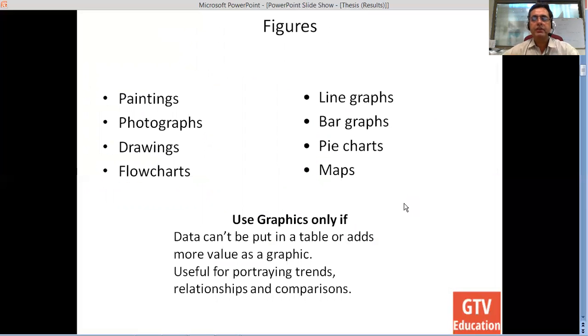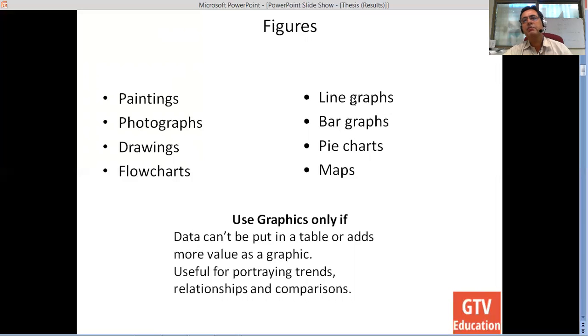What about figures? If you are using figures in your thesis, there could be different types of figures like paintings, photographs, drawings, flowcharts, line graphs, bar graphs, pie charts, or maps. That depends upon the requirement of your thesis, what kind of figures are going to be used here.